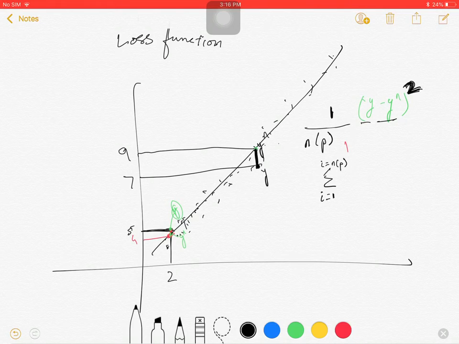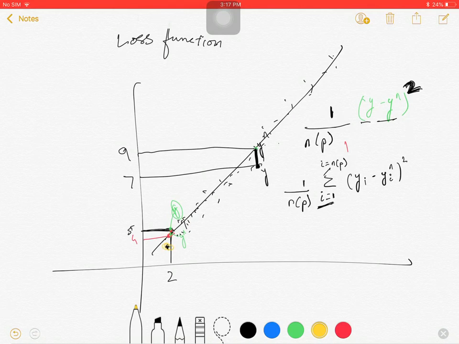Number of points, and 1 divided by number of points into y of i minus y of i hat, the whole square. Now let me explain this. So i is, let's say, 1. So let's say the first training point, this one right here. What are we doing? We're saying, okay, this is the first training point. Take the actual y value, which is this. Then take the predicted y value. We take the difference and then we square it so that we get a positive value.